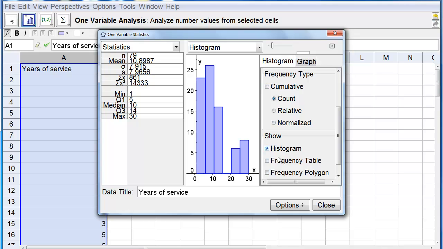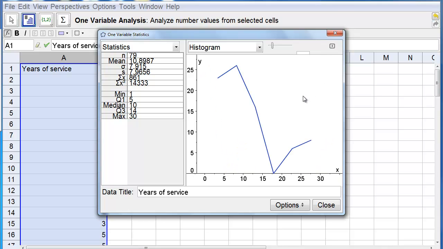So if I go here, take off the histogram and put the frequency polygon and close this, and voila. Now we have our frequency polygon. You can see it is a line graph, versus the histogram, which was a bar graph.